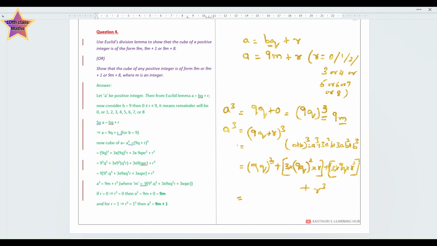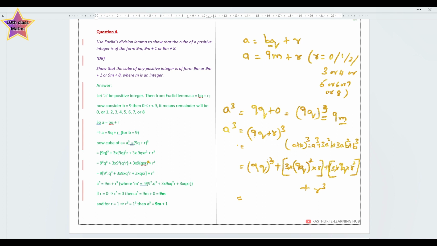So here we can see that 9q whole cube equals 9 cube q cube plus 3 into 9 square q square into r. This is whole square, so it is square for 9 also, q also. Okay, and then plus 3 into 9 into q into r square. Okay, q into r square should come here. Okay, plus r cube. So this will give you.